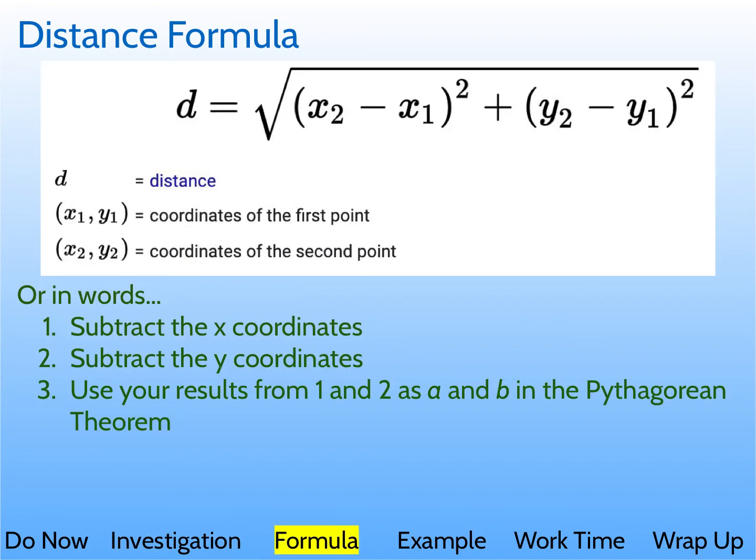So here's the distance formula. This is the fancy looking version of the whole thing. It's the square root of x2 minus x1, squared, plus y2 minus y1, squared. So essentially, here's what you're doing. If you have these two coordinates here, you're going to take the x coordinates and subtract them. Right here, see? And you're going to take the y coordinates and subtract them. Use these two numbers, what you got subtracting, and plug them into the Pythagorean theorem.